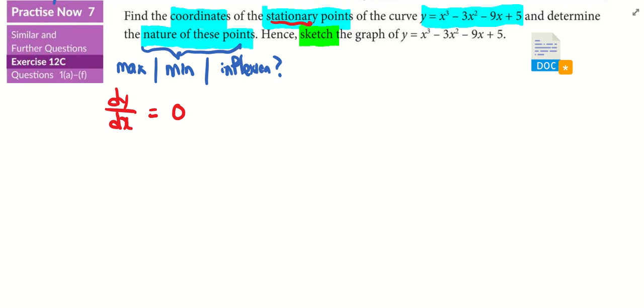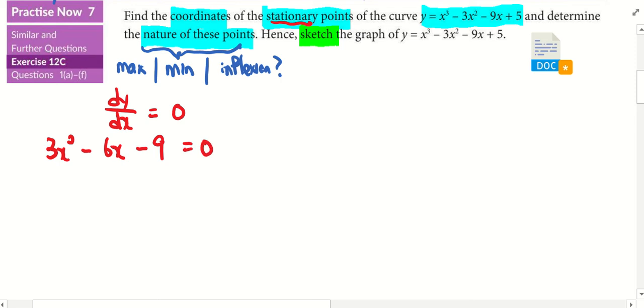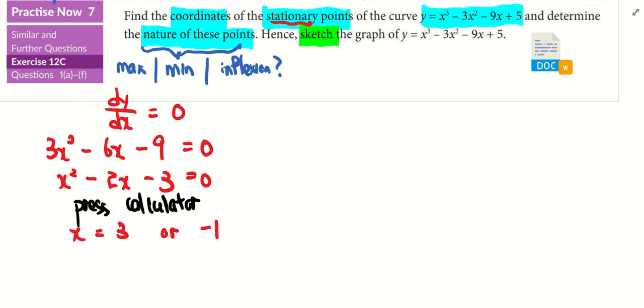Okay, is it easy to do the dy/dx? Quite easy. I'm just going to write it down: 3x squared minus 6x minus 9 equal to 0. I can see the numbers are all divisible by 3. You can press the calculator immediately, but I like to reduce to lowest terms. Remember, it's not a topic on factorization. Straight away press your calculator. After you press the calculator, I'll get x equal to 3 and negative 1.